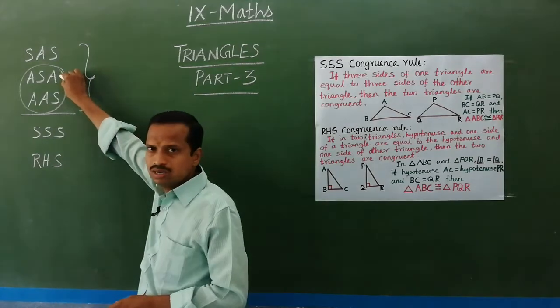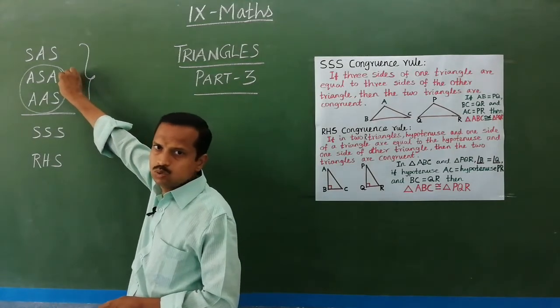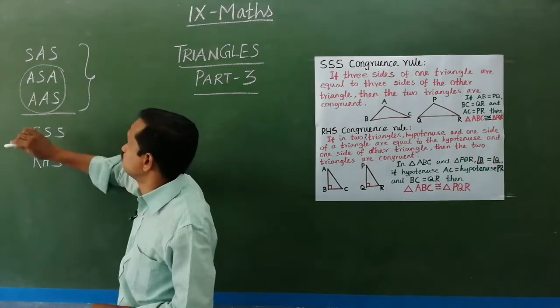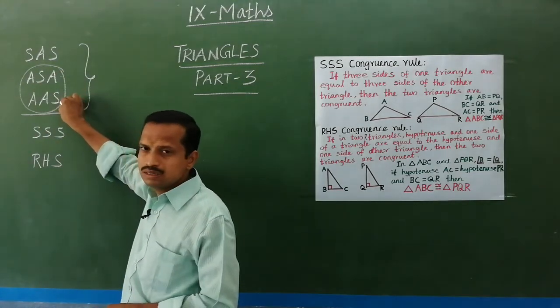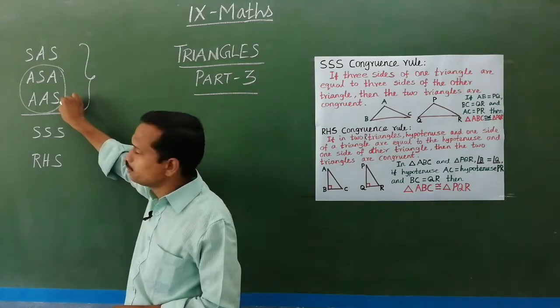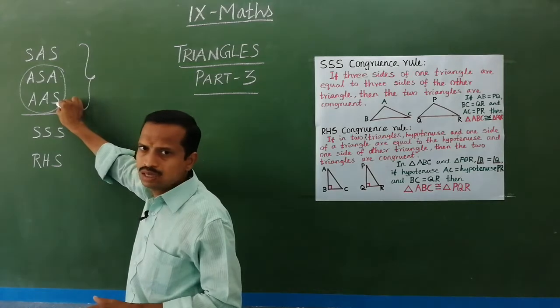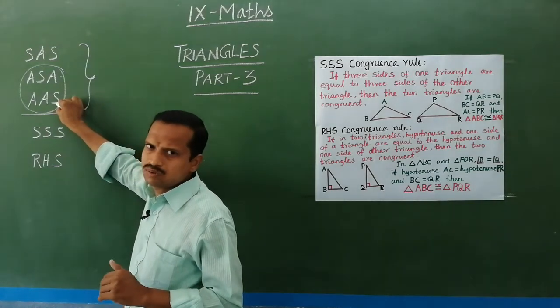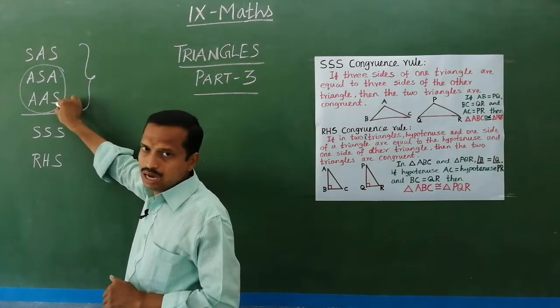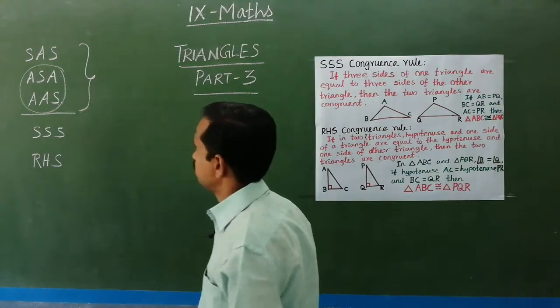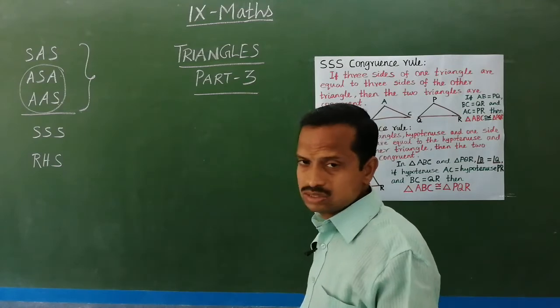In the ASA congruence rule, two angles and one side included between these two angles, whereas in the AAS congruence rule, two angles and one side, that is, any two angles and any one pair of corresponding sides. So like that you have to take. So SAS congruence rule, ASA congruence rule, AAS congruence rule.